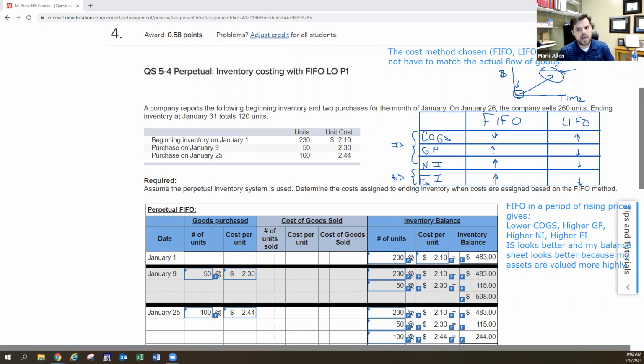So what we find is that looking at it, it appears that you should only ever use FIFO in a period of rising prices. But there is one reason that companies may choose, instead of using FIFO, to actually use LIFO. So can you think what that reason might be? I'll give you just a second to think about what it might be. But if you think about it, I think you'll come to it.